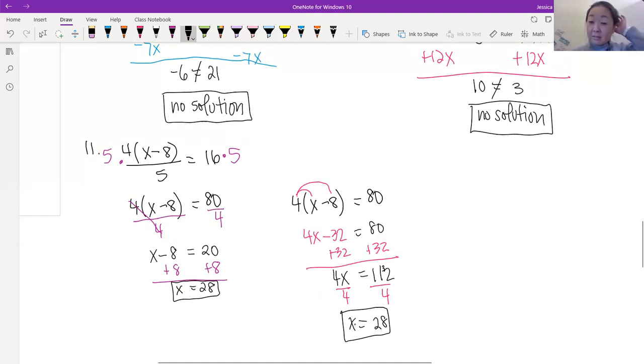One way's a little bit faster, and a little bit smaller numbers. And the reason why is because we got rid of that 4 first. So here everything is multiplied by 4. Here we're dividing by 4. So these numbers should be getting smaller, because we're dividing instead of multiplying. But either way, you're still going to get the same answer.